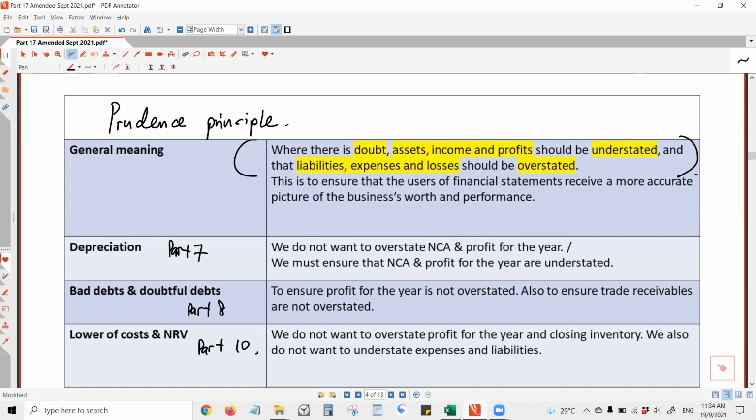Okay, so I don't want to explain the whole table. You know how to make use of it. If they ask you for the general meaning, if they ask you what is meant by prudence principle, then your answer will be this. If it's a 2 to 3 mark question, then you give them another line. And the rest are about the application. How is charging depreciation an application of prudence? Then you give them this as the answer. If they're asking you about this, then you give them this as the answer. And also this.